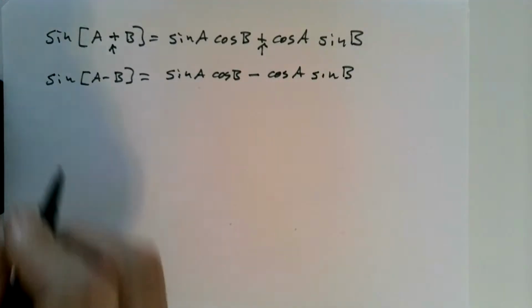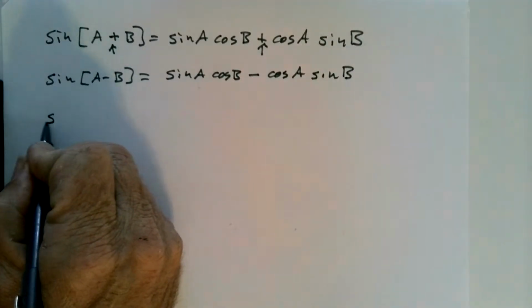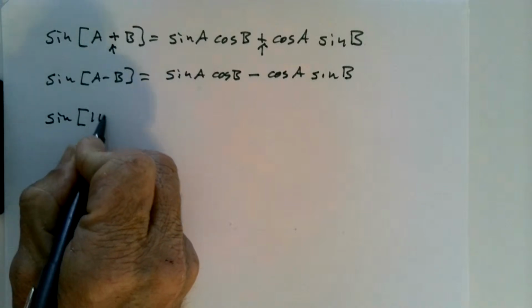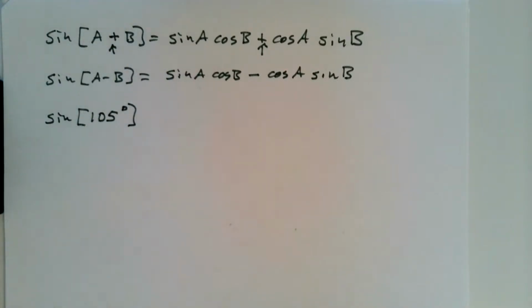So let me ask you to use this to come up with the following. Use this rule to find the sine of 105 degrees. So use one of those identities to make it work.